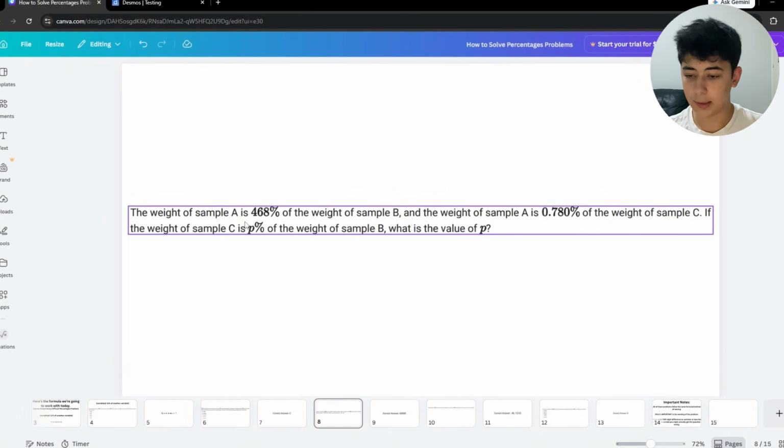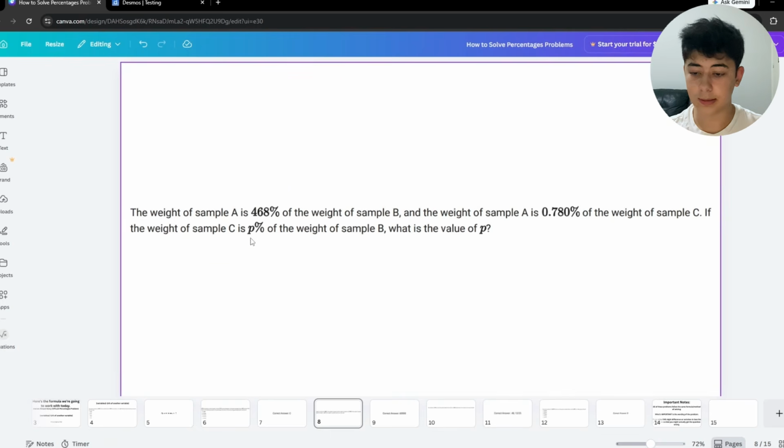The weight of sample A is 468% of the weight of sample B, and the weight of sample A is 0.78% of the weight of sample C. If the weight of sample C is P% of the weight of sample B, what is the value of P?